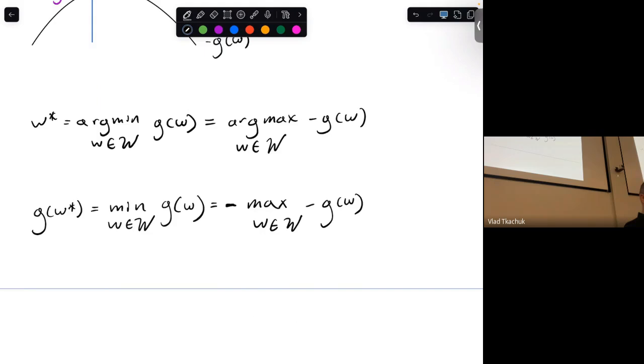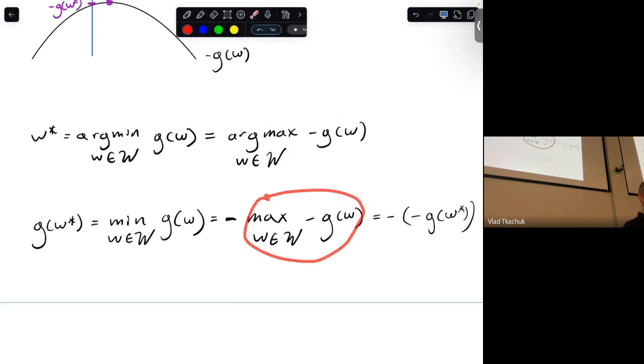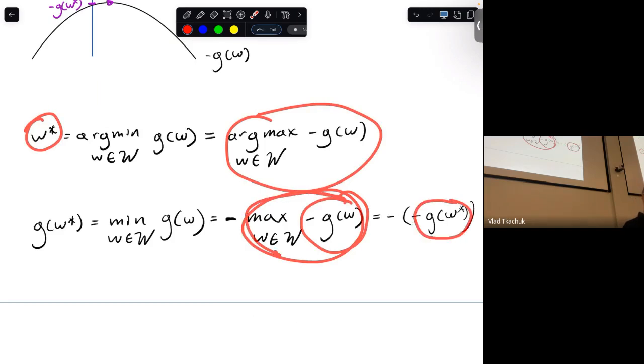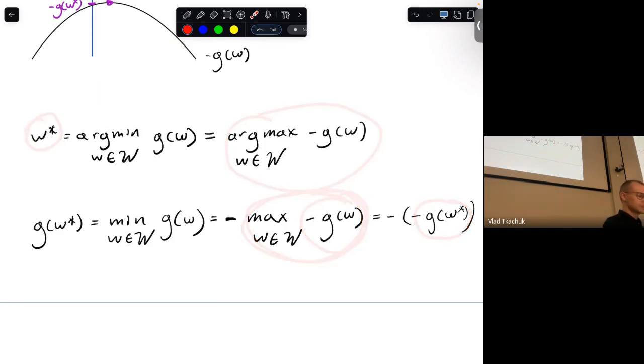of w star back. You get the following, which is the negative of g of w star. And the reason we know that is because the maximum of this is achieved by the argmax of this, which is w star. So now I've just plugged in w star into this expression. So we know these things are equal. And then you get the corresponding result.